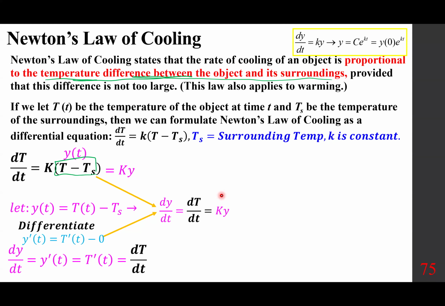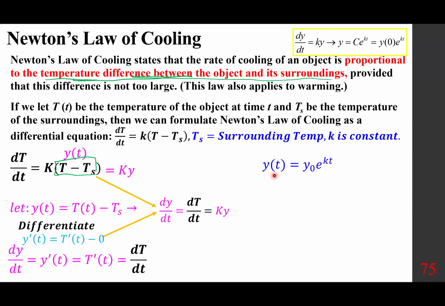So if that's the case, we know when we have dy/dt equals ky, the answer is this. For y of t, we have y sub 0 e to the power of kt. Please understand, I wrote it for you, capital C, or y of 0, or y sub 0. All of them refer to the initial value.